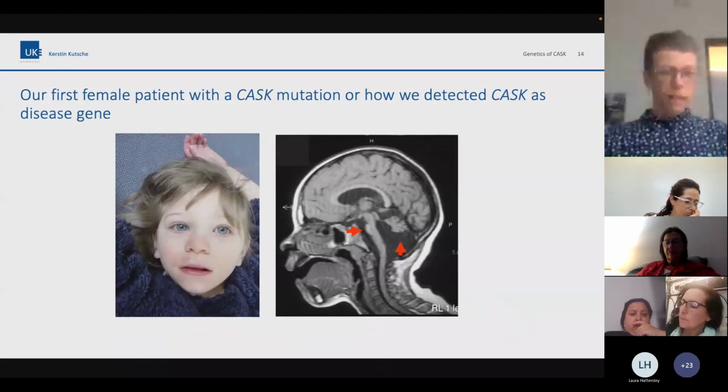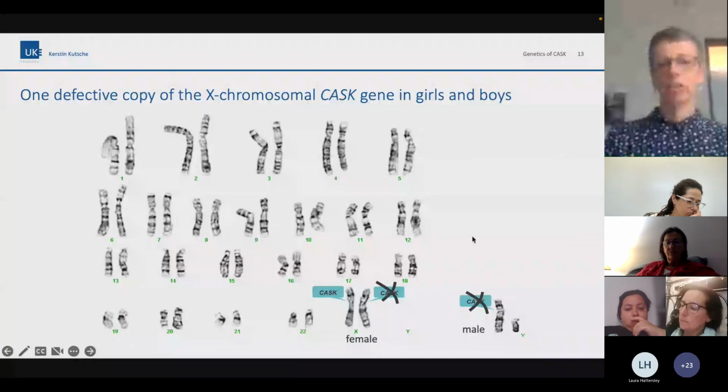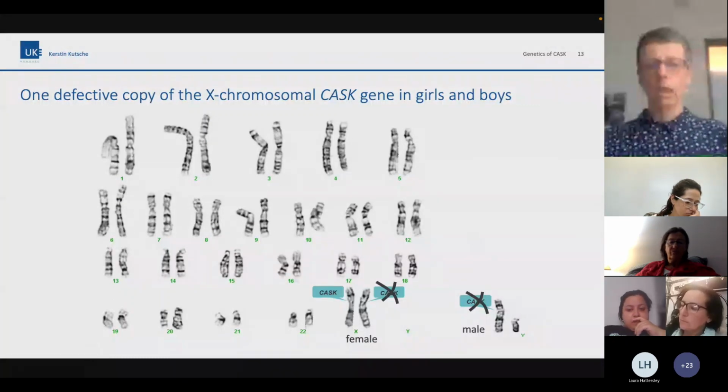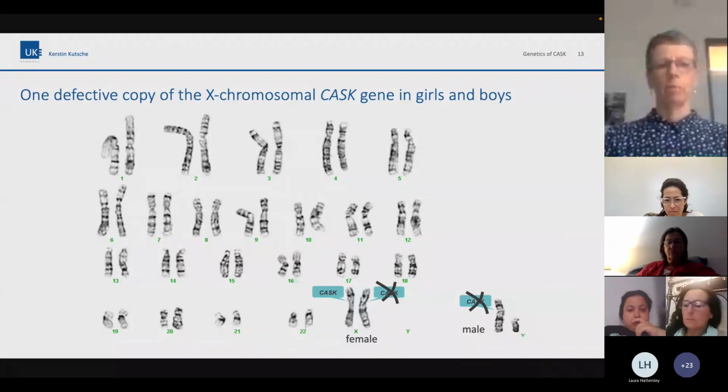Okay, so those are the basics that I wanted to tell you. And now Laura asked me to give you a very brief introduction on how we found the CASK gene as a disease gene, because in 2008, which is now a long time ago, we published the first paper on CASK, showing that mutations in CASK cause a specific phenotype, which has later been described as MICPCH, as you all know.